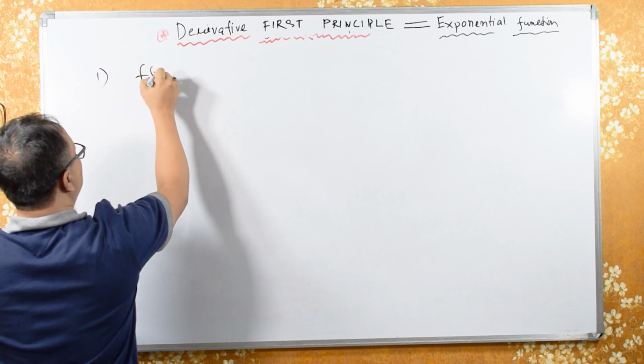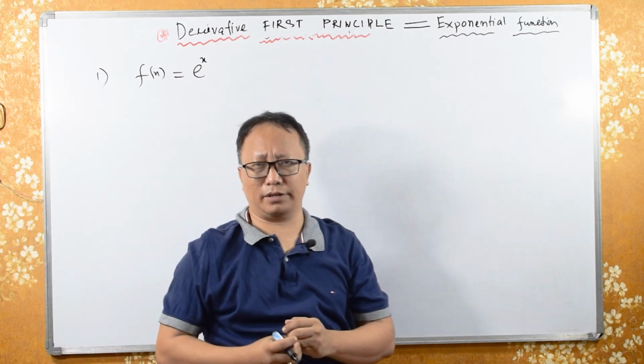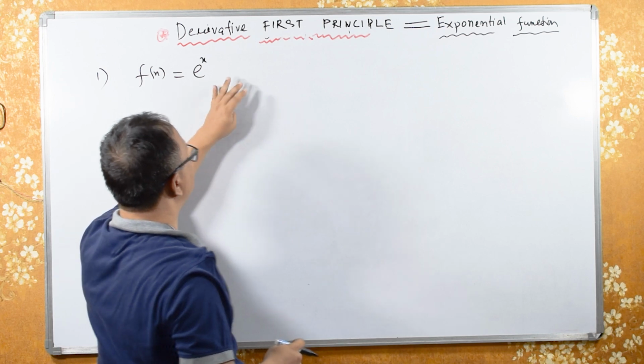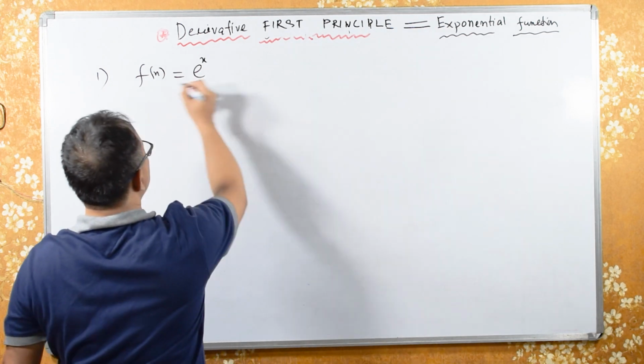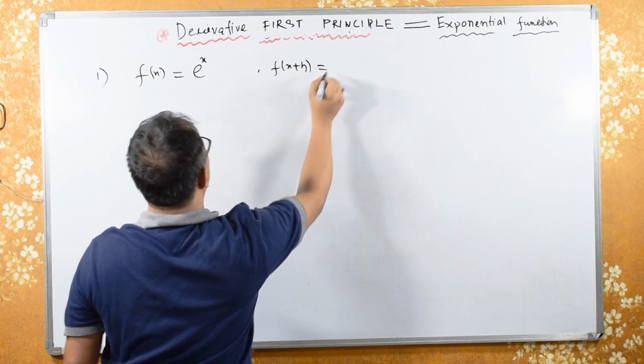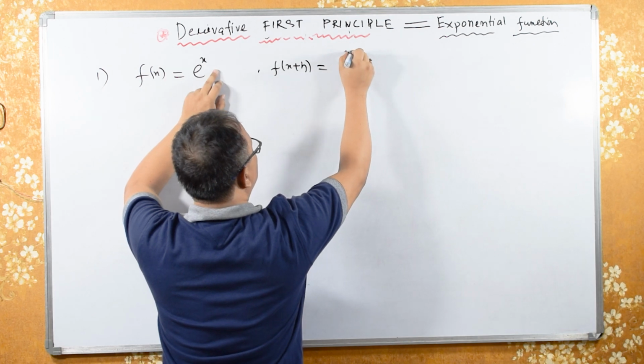Let f of x equals e raised to x. It's a very simple exponential function, or you can say e raised to x square or anything. So let's take a simple example. Now since f of x is this, then f of x plus h will be what? Instead of x, you have to write e raised to x plus h.